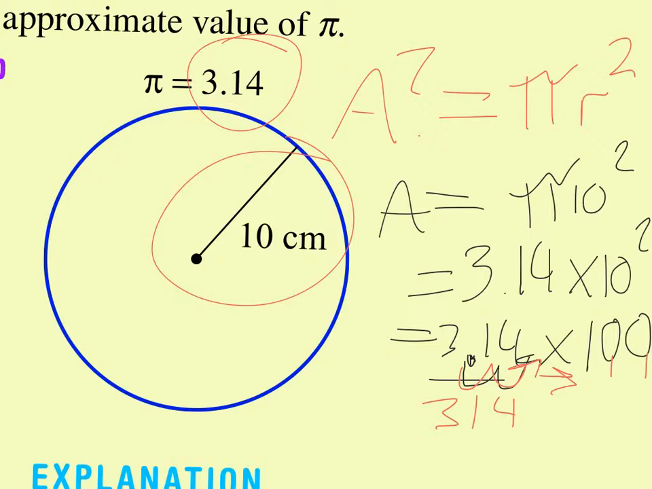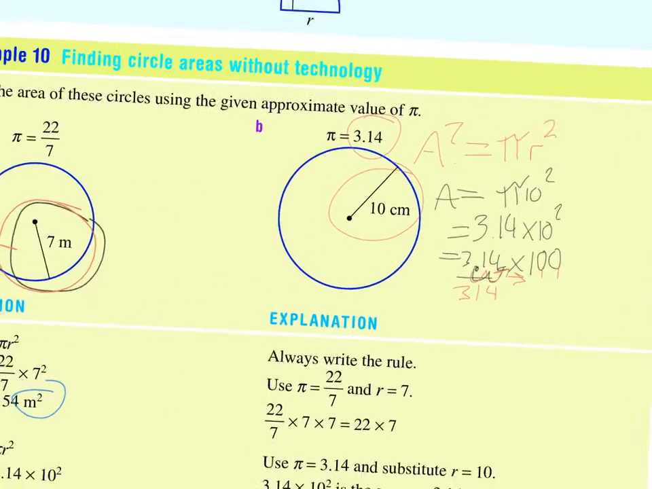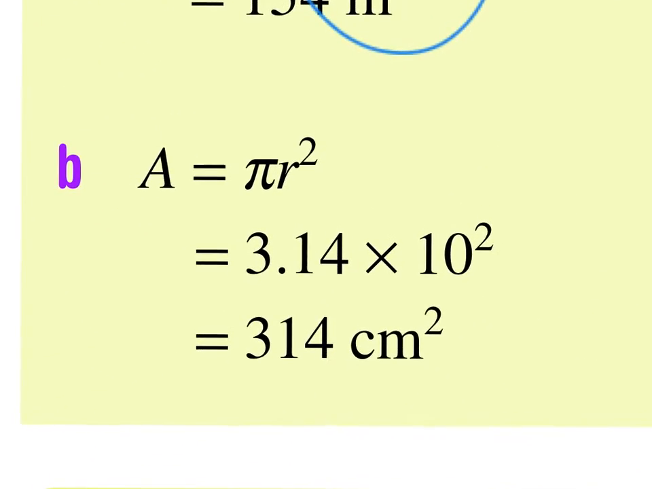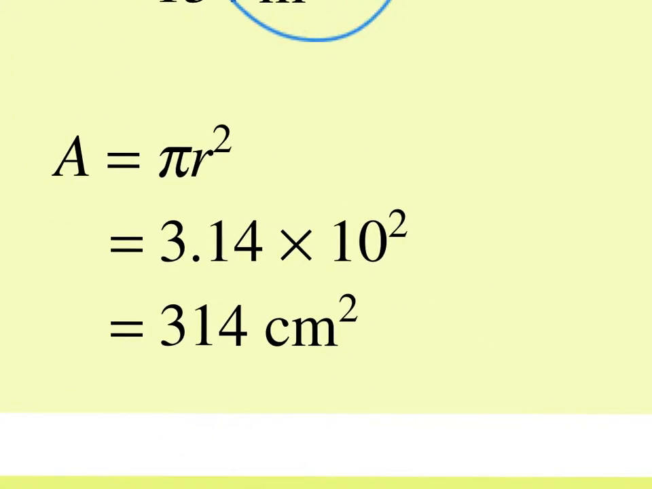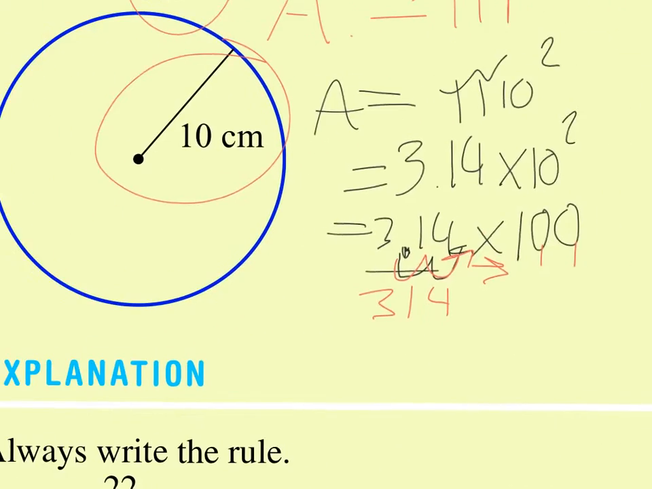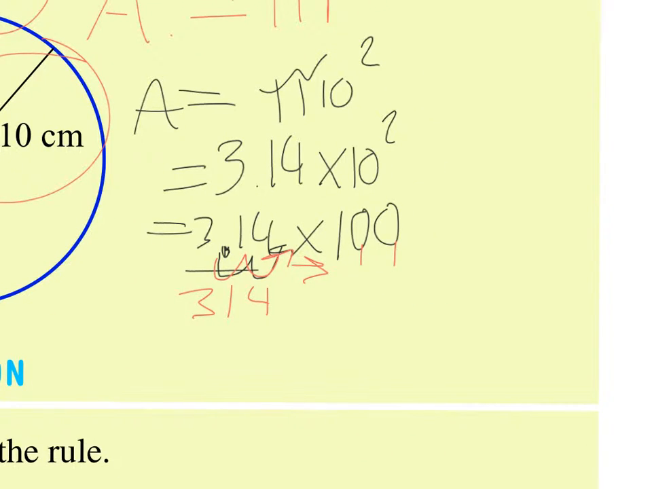Now, let's check my answer. It will be very embarrassing if it's wrong. There we go. So, area equals pi r squared. Now, look what I've forgotten to put in. My units of measurement, centimetres squared. So I feel like I need to go back and add that in. 314. Oops. Centimetres squared.